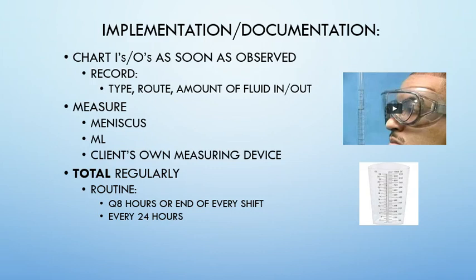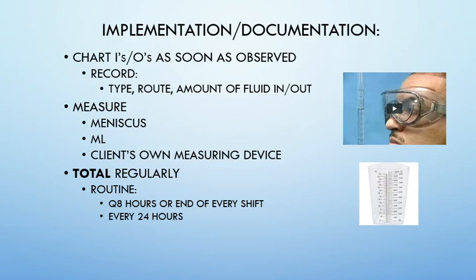Record the type of input or output, for example, normal saline or urine. Record the route, oral or IV. Record the volume in milliliters. Make sure when measuring the fluid that you are looking at the meniscus at eye level. Note the man in the photo with the goggles looking at the meniscus of the fluid in that graduated collection device. Each client's output should be measured in their own individual measuring device. Don't measure more than one client's urine with the same measuring device.